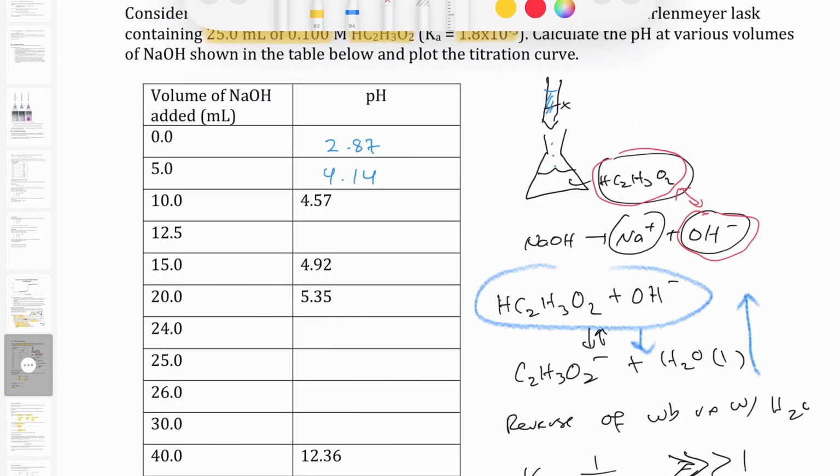I'm going to leave it up to you to go ahead and calculate that 10 milliliter addition. It's going to be exactly the same as the one we just did for 5. Again, now the total volume of NaOH added is 10 milliliter. So calculate that out. But I do want to spend a little time talking about the 12.5.